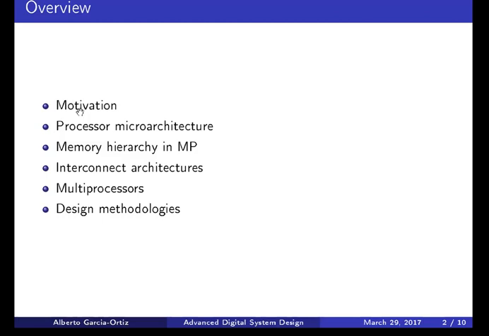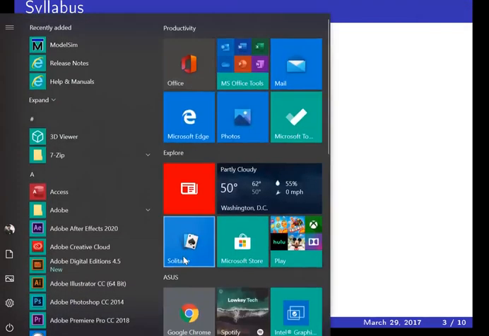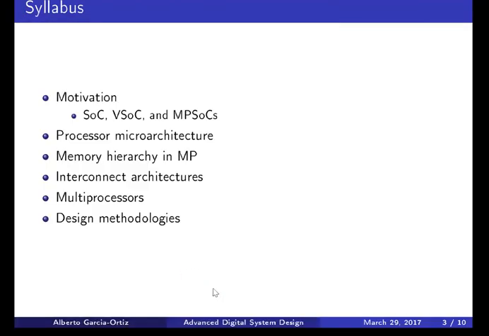Basically, what you have is first a motivation. Here, we are going to discuss what is a system on chip. As an example, we are also going to discuss what is a vision system on chip, and then what is a multiprocessor system on chip. The idea is that you get some feedback about what are the kinds of systems that we can create today and that we should be able to analyze after the end of the lecture.